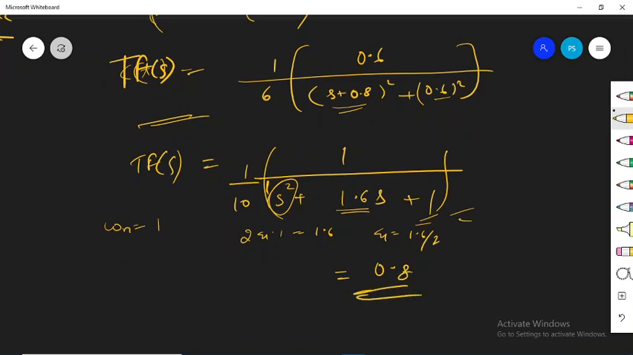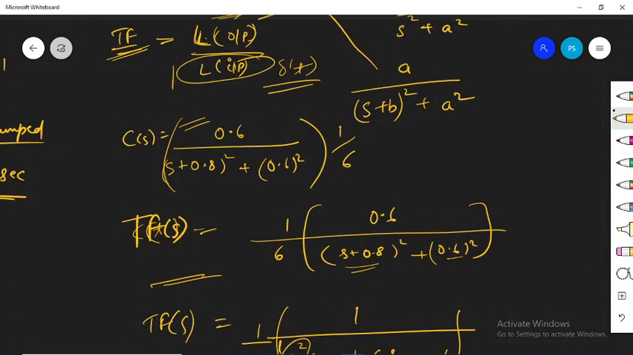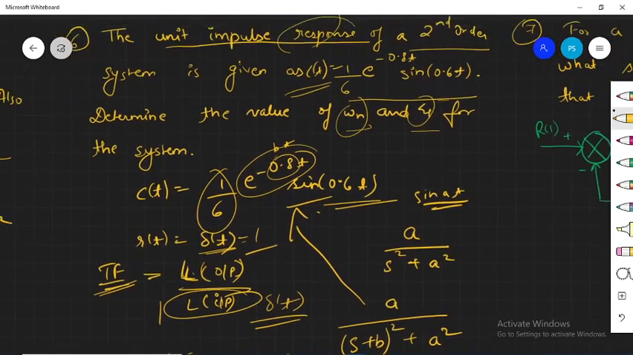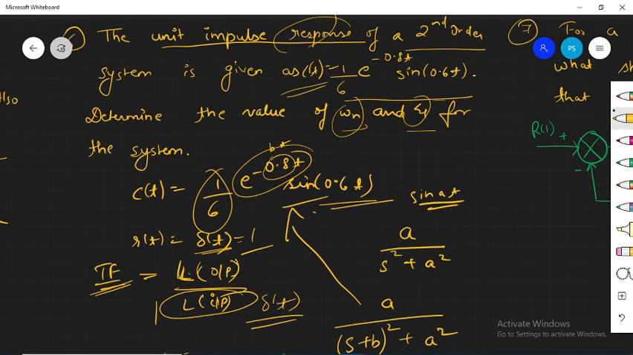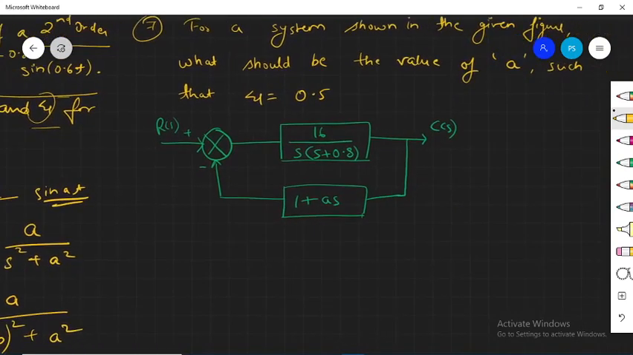Okay, so in the question it was asked for us to find out the value of zeta and omega n. Omega n की value आई 1, zeta की value आई है 0.6.